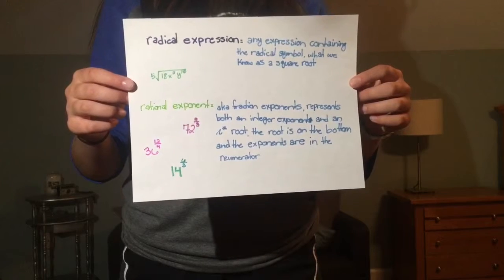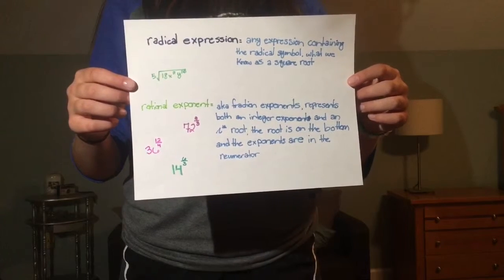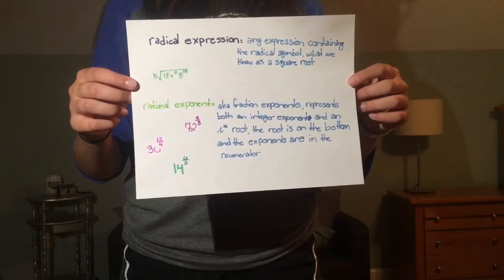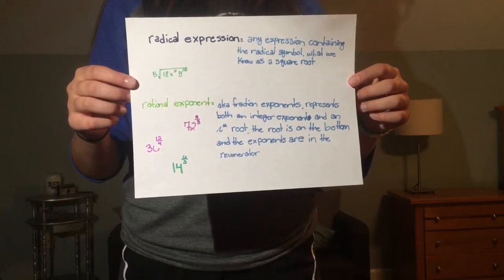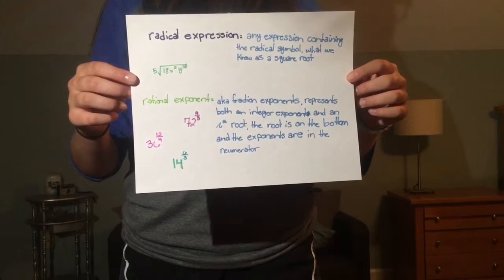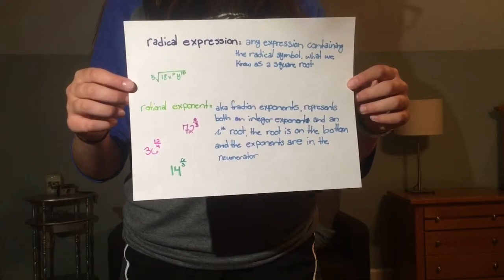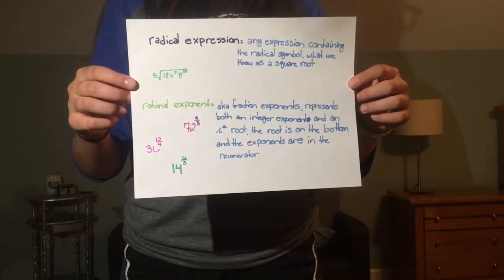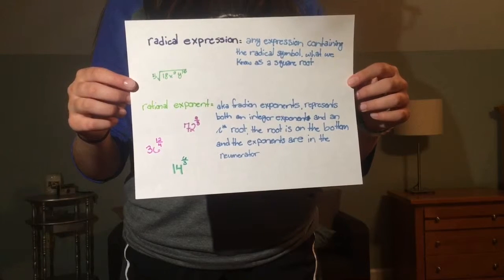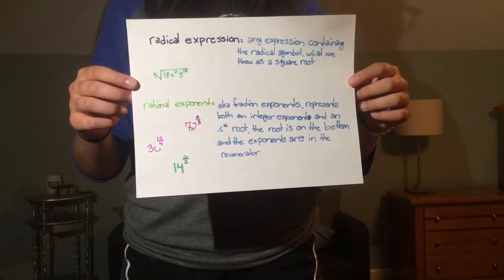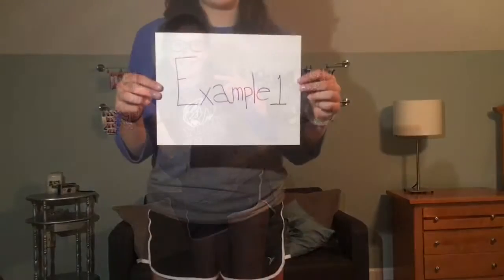To elaborate further, a radical expression is any expression containing the radical symbol, what we know as a square root. And a rational exponent, also known as a fraction exponent, represents both an integer exponent and the nth root. The root is on the bottom and the exponent is in the numerator. Now you got it. Let's move to some problems.